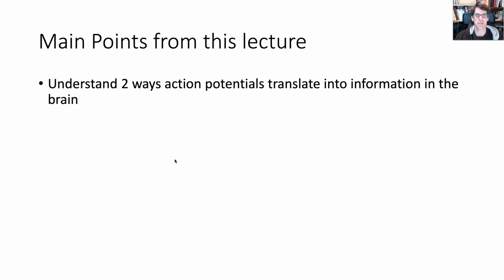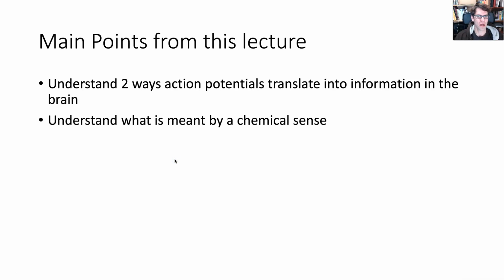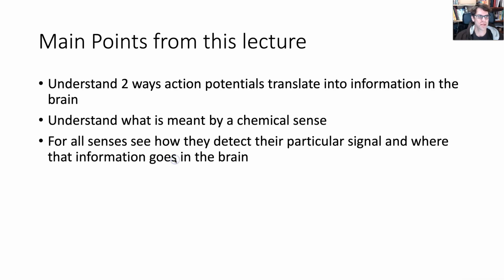I think that's easier to see in a sensory system, and these two different systems do so in two different ways. You should understand what is meant by a chemical sense and how these will end up being different from our other senses. And in general, for all the senses we talk about, you should understand what is being sensed in particular, like physically, how is that detecting information from the world, and where's that going to in the world.